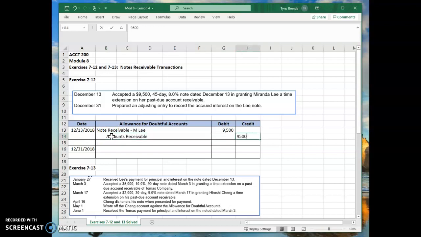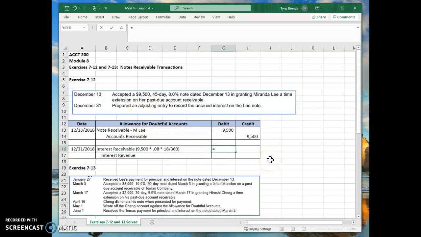Notice that the year end is December 31st, and the note will not be paid by that time. So we need to accrue the interest. So we are going to say interest receivable and interest revenue. The dollar amount that we accrue is going to be the $9,500 times 0.08 times 18 days. December 13th to December 31st is 18 days, divided by the 360-day banker rule year.